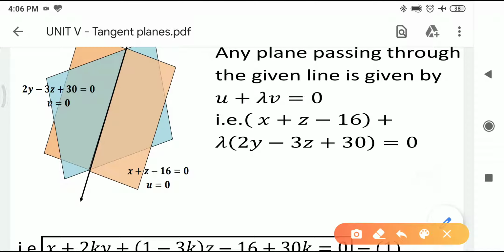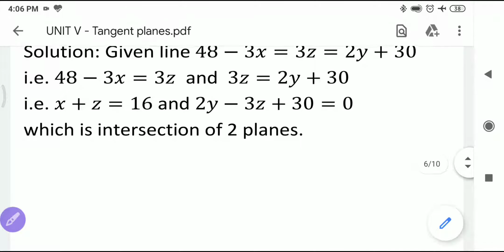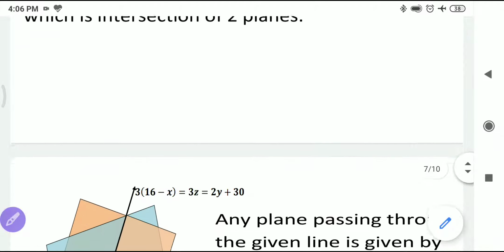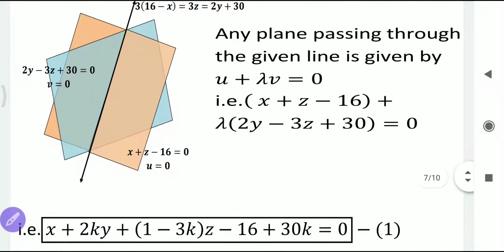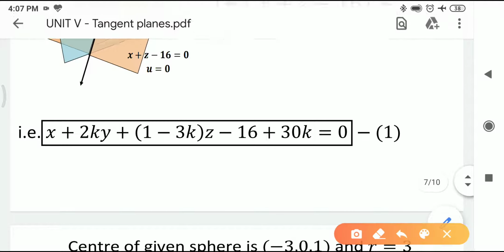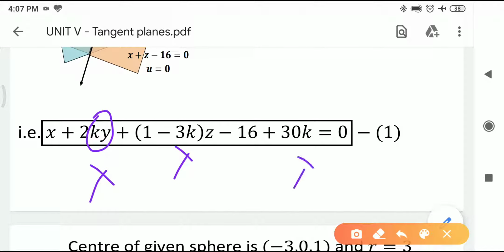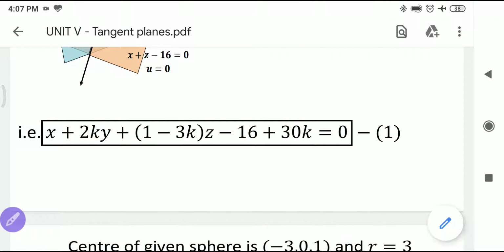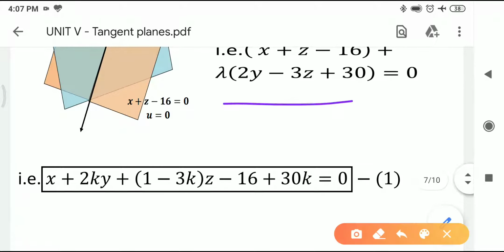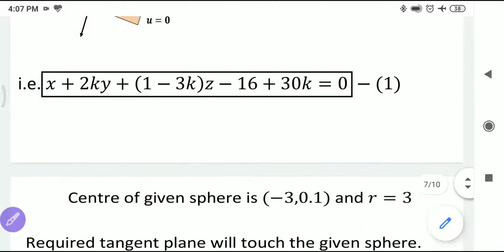Now the equation of any plane passing through the given line is u plus lambda v is equal to 0, where u equal to 0 is the equation of the first plane that we have already mentioned. This is your u, and this is your v, so these are your two planes. When you simplify it, it should be lambda here, not k. You are going to get an equation like this: x plus lambda and so on. Simply, instead of k it should be lambda.